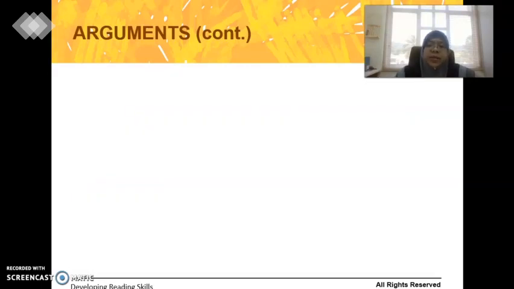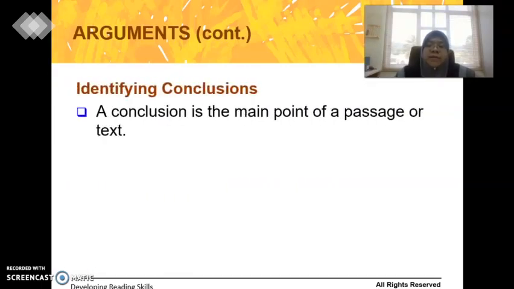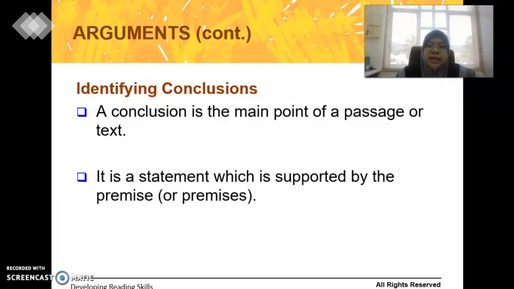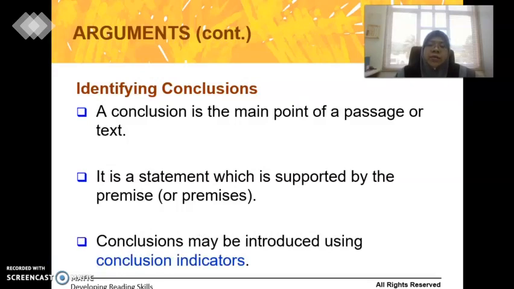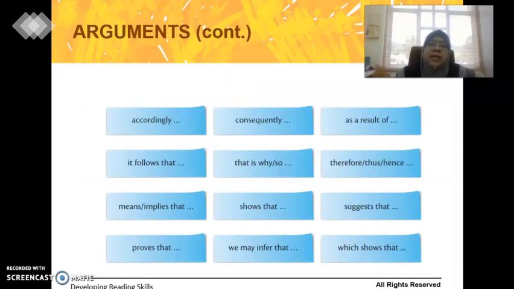Okay, and identifying conclusions. A conclusion is the main point of a passage or a text. It is a statement which is supported by the premises. Conclusions may be introduced using conclusion indicators. They are the conclusion indicators like accordingly, consequently, as a result of, it follows that, that is why, so, therefore, this means, hence, imply that, shows that, suggests that, prove that, we may infer that, it shows that. Okay, they are conclusion indicators.